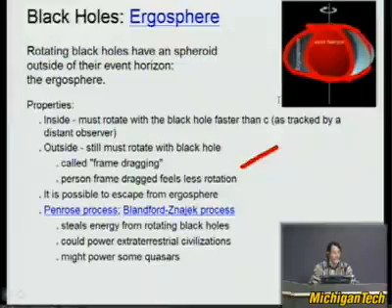There are other processes. Many physicists have looked at this in some detail, and there are ways through the Penrose process and the Blandford-Znajek process, I don't know if I'm pronouncing that right, where you could steal energy from rotating black holes. Basically, the black hole has a lot of energy in its spin. You could steal that energy in some way, cause the black hole to spin less rapidly, and you could possibly power your extraterrestrial civilization once you become emperor. People have suggested these things as powering quasars.